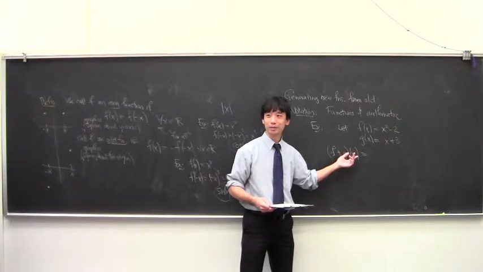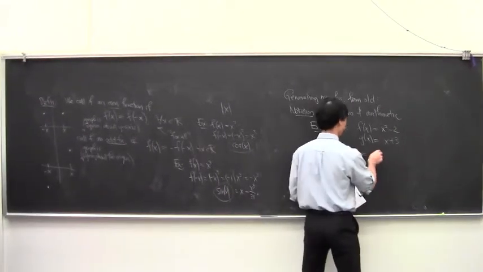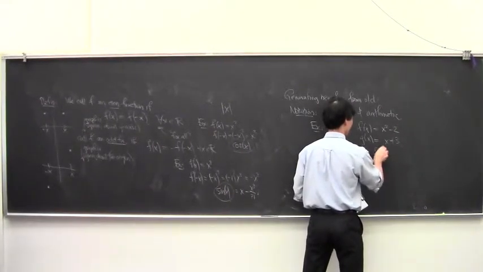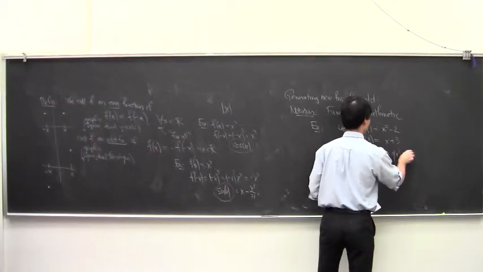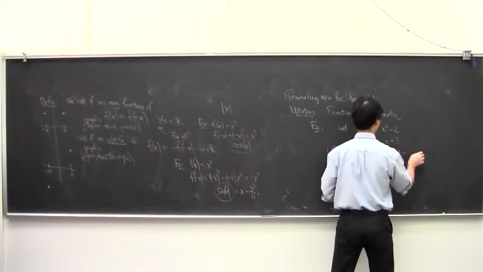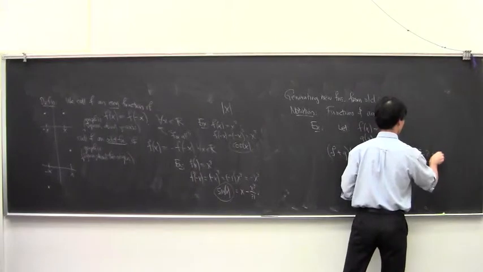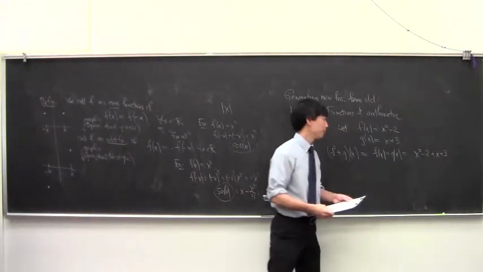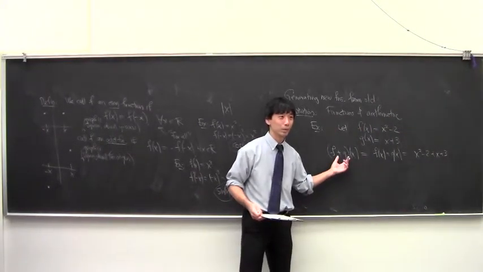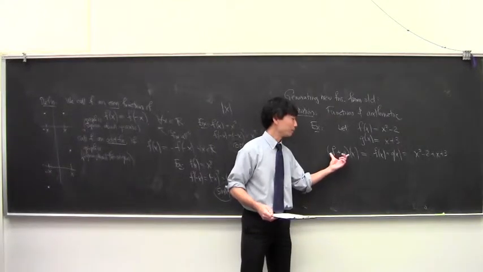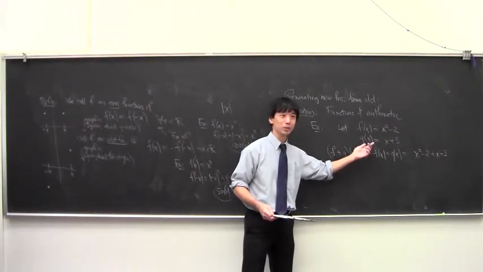You just add them, right? It'll be f of x plus g of x, that is x squared minus 2 plus x plus 3. So, sort of the obvious notation. When I write the function f plus g, I mean the function that gives you f of x plus g of x.